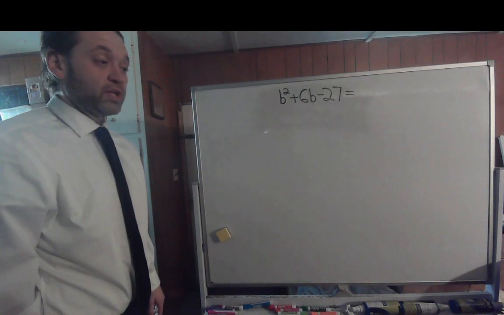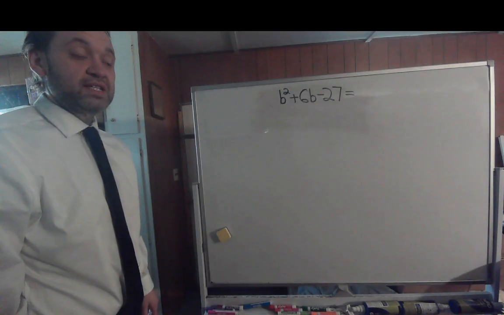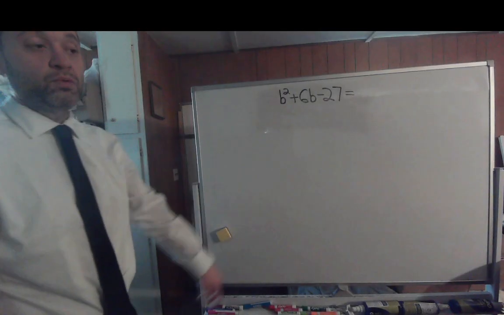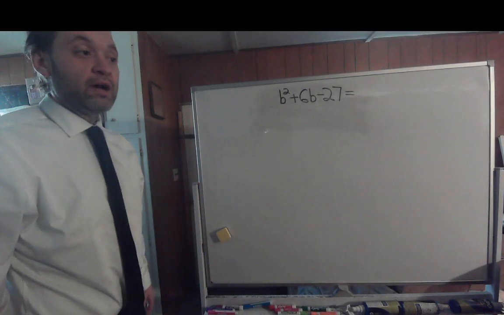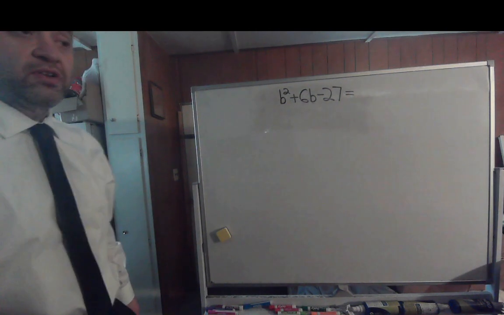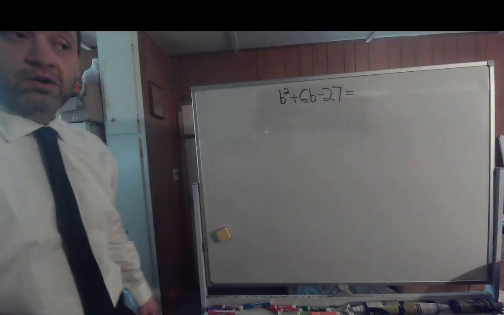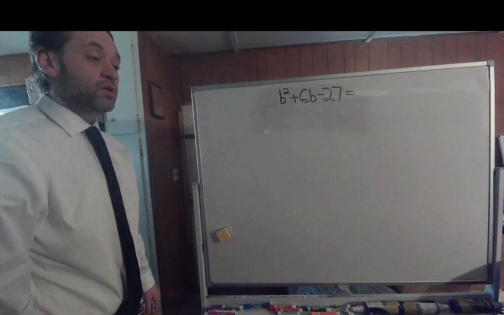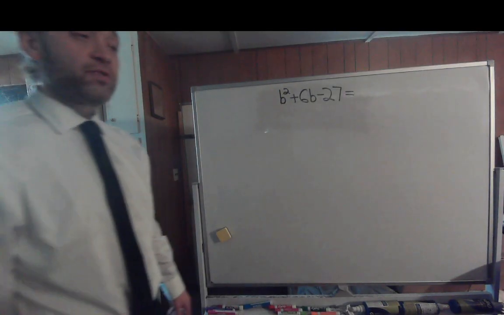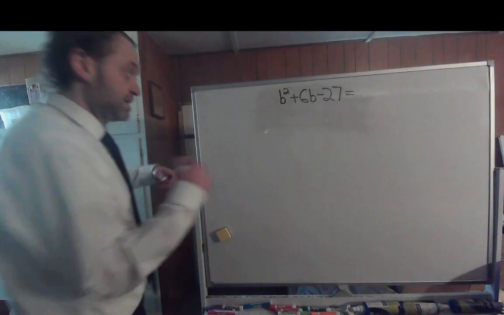Well, a good place to start, negative 1 and 27. If you add those together, you would get positive 26. Not going to work. Let's flip it around, 1 and negative 27. If you add 1 and negative 27, you would get negative 26. Not going to work. So how about negative 3 and 9? Well, if you add negative 3 and 9, you'll get positive 6.